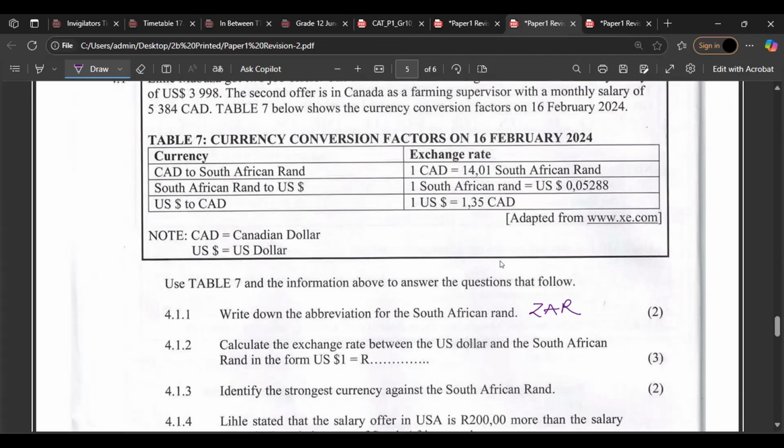It says here, if you have 1 Rand, you have 0.05288 dollars. But in the scenario now, they want us to start with $1. So how do we turn this into 1? We divide both sides by the same number. Divide both sides by the same number here.